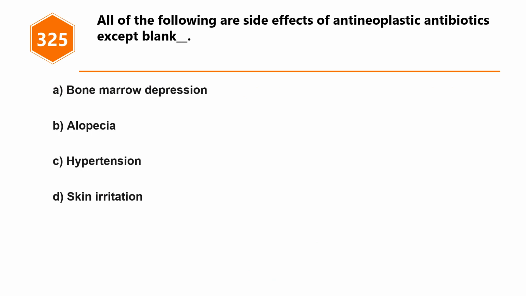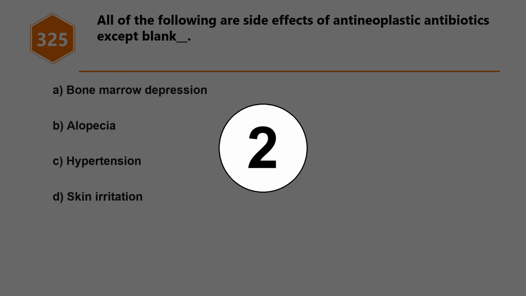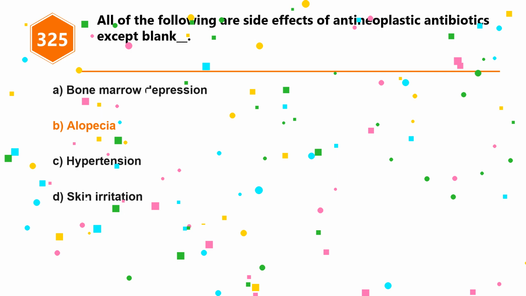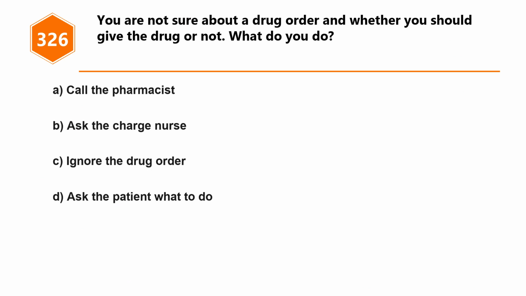Question 325. All of the following are side effects of anti-neoplastic antibiotics except blank blank. Option A, bone marrow depression. Option B, alopecia. Option C, hypertension. Option D, skin irritation. The correct answer is option B. Alopecia.